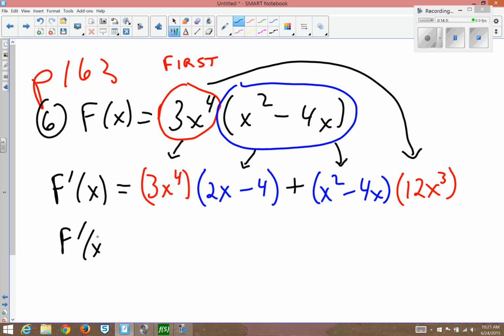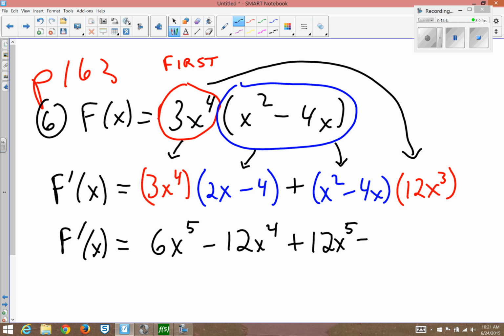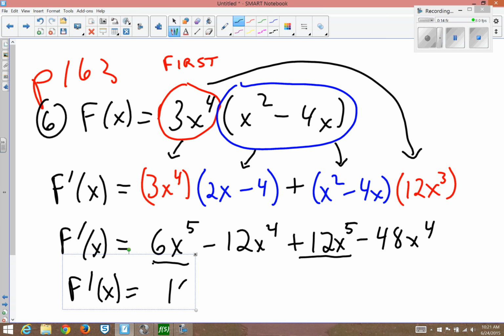In a simpler form, this is distributing 6x to the fifth minus 12x to the fourth plus distributing the red into the blue, 12x to the fifth minus 48x to the fourth. Now that we've distributed, there are some like terms. 6x to the fifth plus 12x to the fifth is 18x to the fifth, and negative 12x to the fourth and negative 48x to the fourth is negative 60x to the fourth.